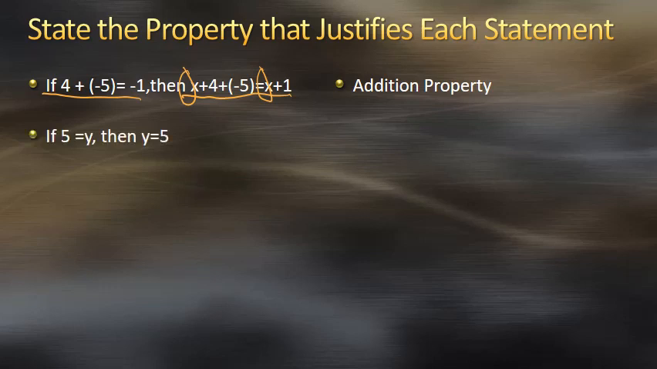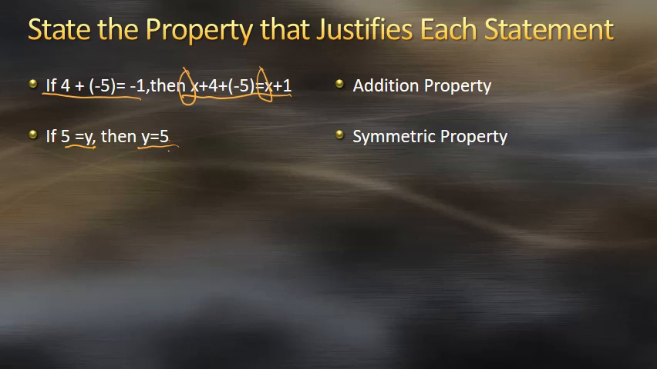Here we've got if 5 equals y, then y equals 5. Here's what we're given. This is the if. These are conditional statements, you may remember. And we're asked to prove what property would show that y equals 5 when 5 equals y. Got any ideas? Well, it is the symmetric property.